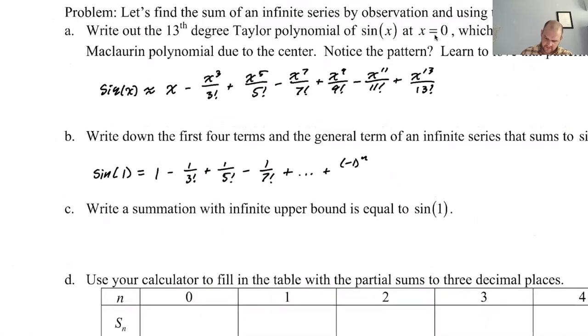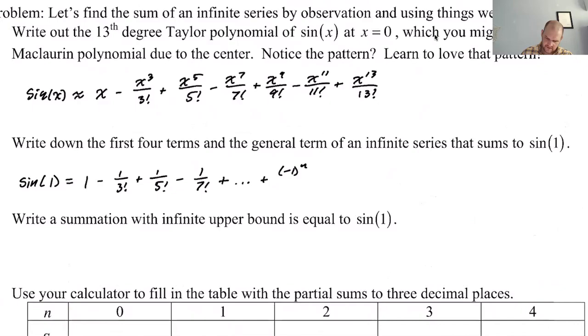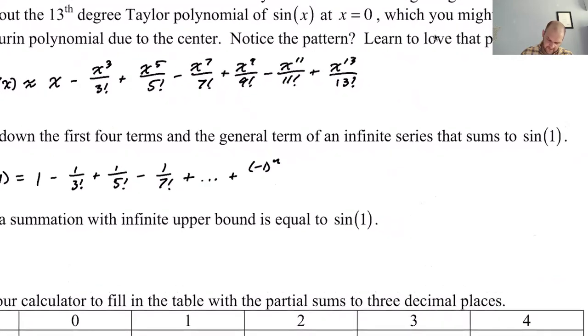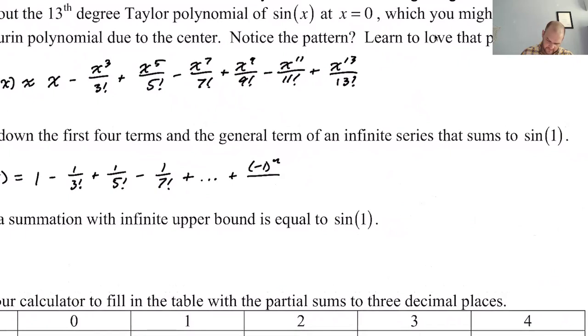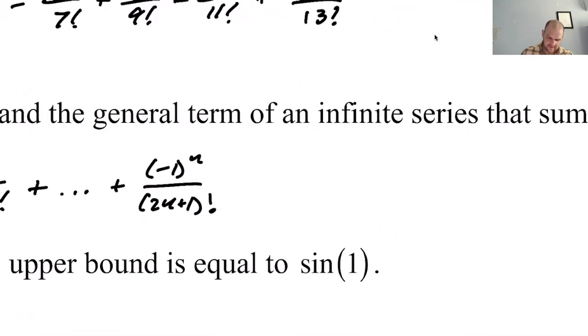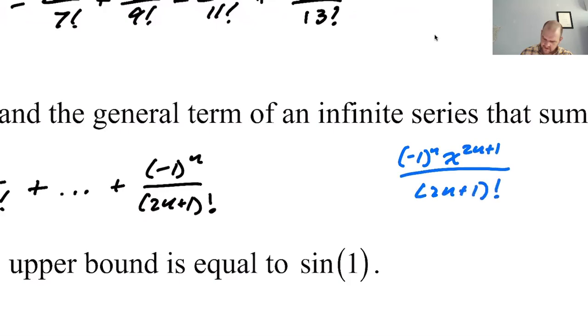Did I not do the general term last time? I wasn't supposed to. All right. Yep. Negative 1 to the n over quantity 2n plus 1 factorial. So why negative 1 to the n? Well, the general term is negative 1 to the n x to the 2n plus 1 over the quantity 2n plus 1 factorial. So what we're really doing is this, from 0 to infinity.